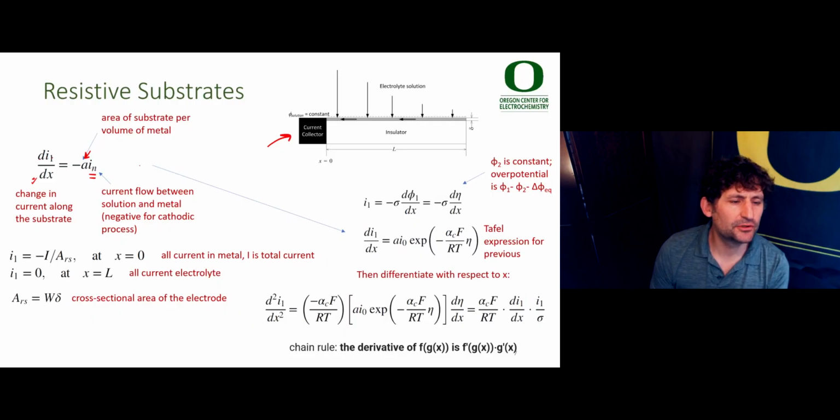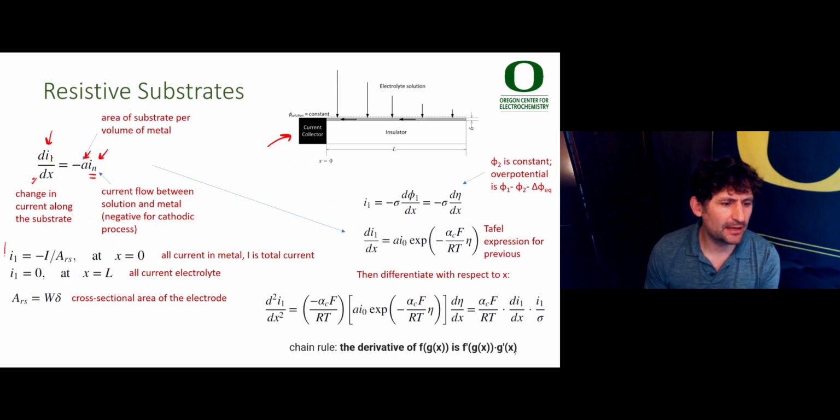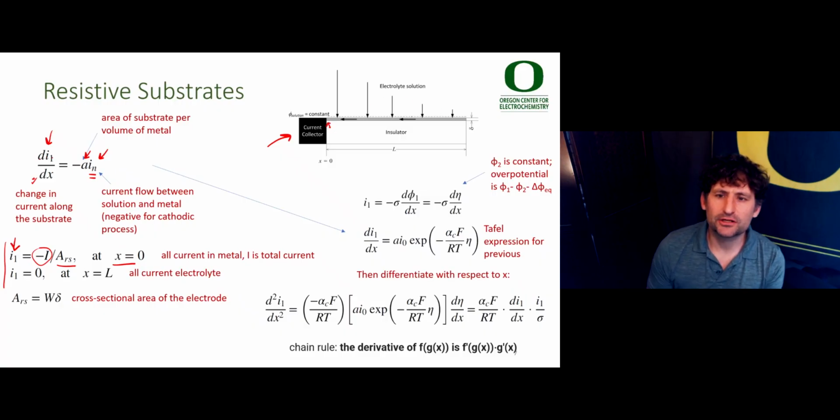So this is very similar to what we did in porous electrode theory. Changes in the current through the electrode, through the metal film, have to go into interfacial current flow between the metal and the solution. We can define some boundary conditions. The current density, I1, equals the total current divided by the cross-sectional area at X equals 0.